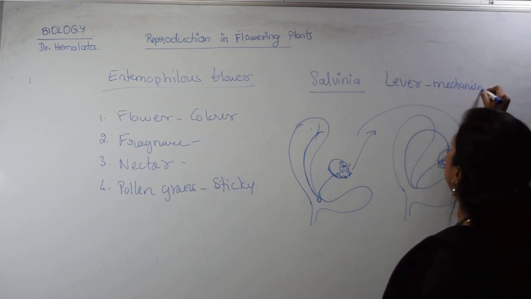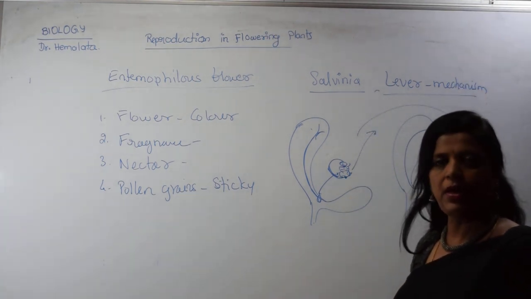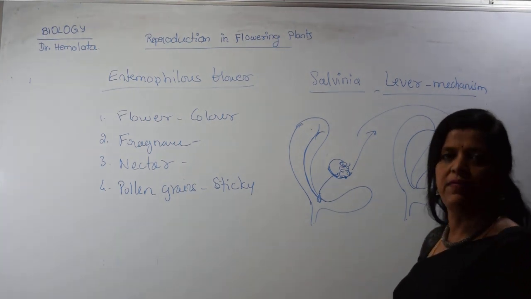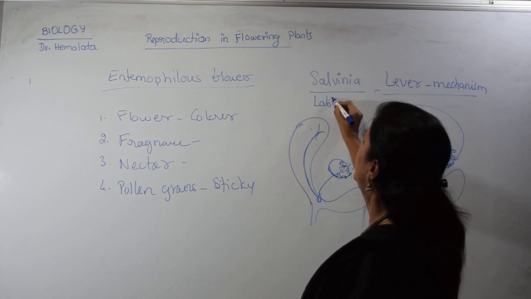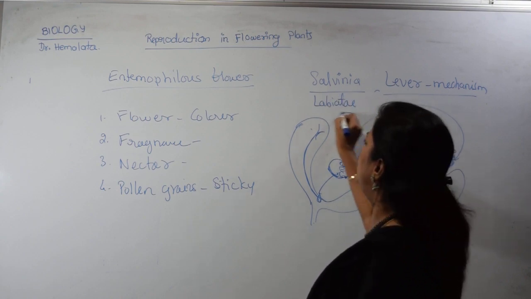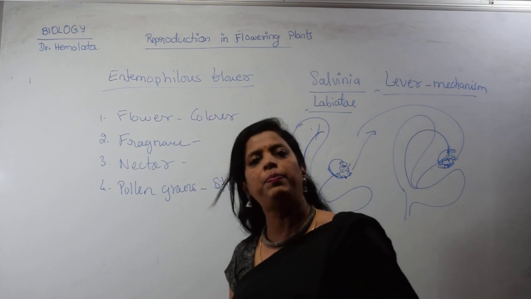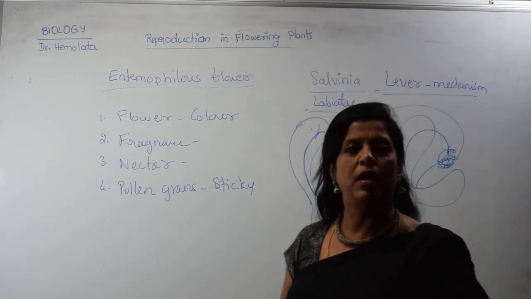Lever mechanism is like a simple machine mechanism, right? So anyway, this happens in Salvia, which is from the family Labiatae. Labiatae refers to flowers, which you don't actually study, having a lip-like corolla. They come under the Labiatae family.